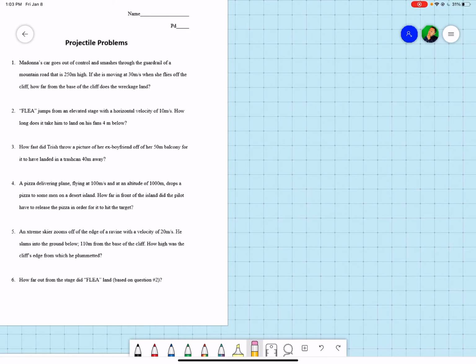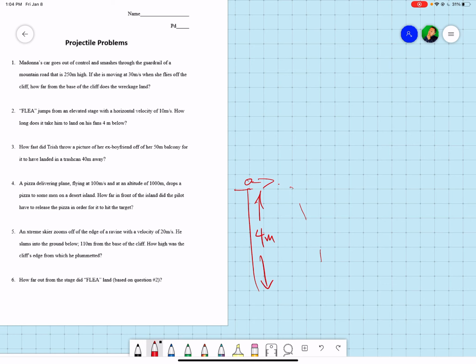Number 2, we are having Flea jumping off an elevated stage. So if you don't know who Flea is, then you don't know your 90s rock, and shame on you. All right, so we have this. We got 4 meters high.